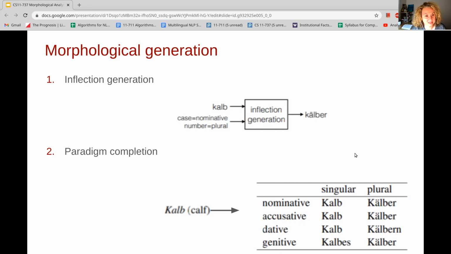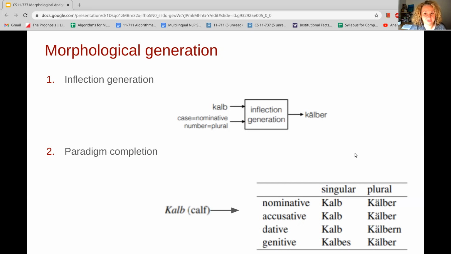And the second task, which is a generalization of the inflection generation task, introduced relatively recently in SIGMORPHON competitions, is that given a lemma as an input, we would need to fill a table. This means we need to generate all possible inflections of a word for all morphological categories.